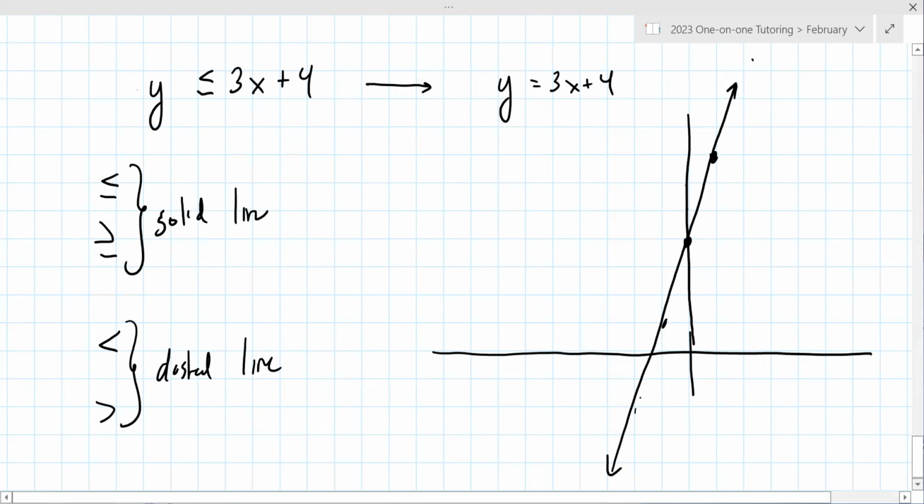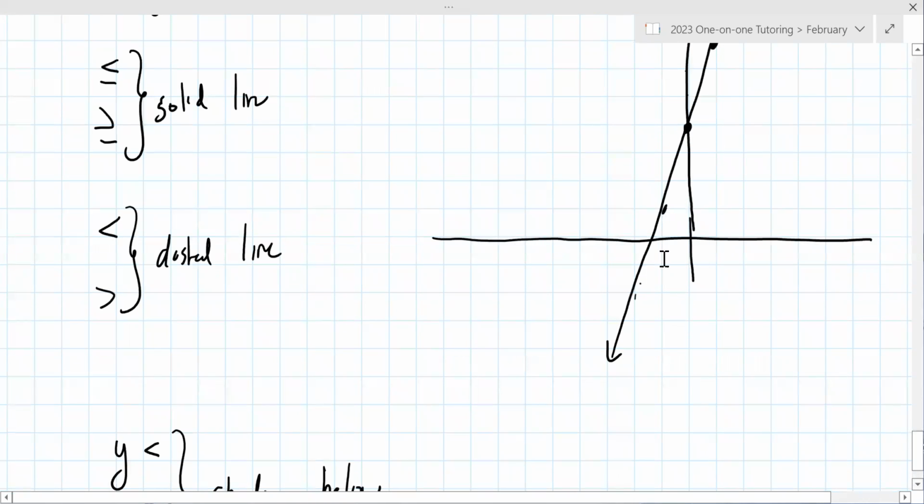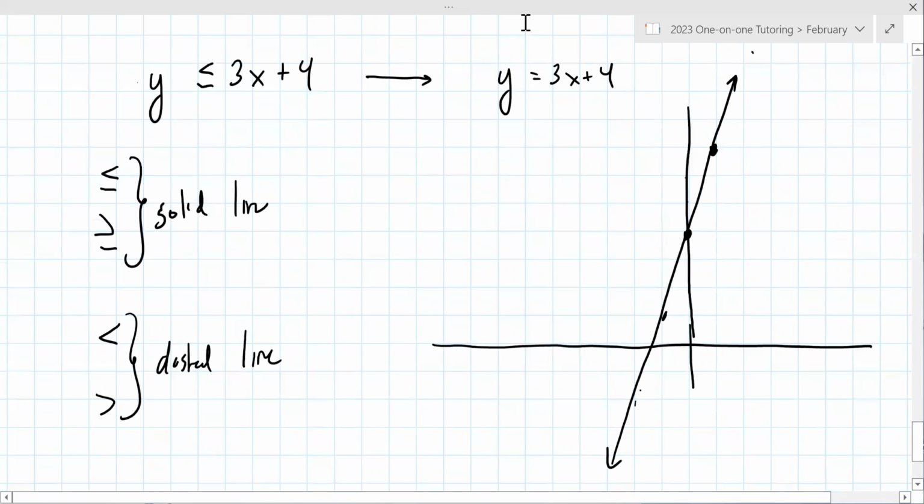And there's two ways to do it. The first way is based on the inequality. If it is solved for y, it has to be solved for y to do this. Is this solved for y? Yes. So what I'm about to say applies. If you have y less than or y less than or equal to, you shade below.